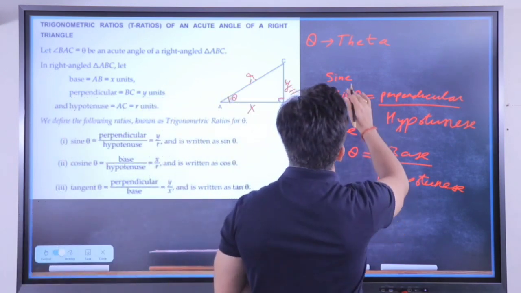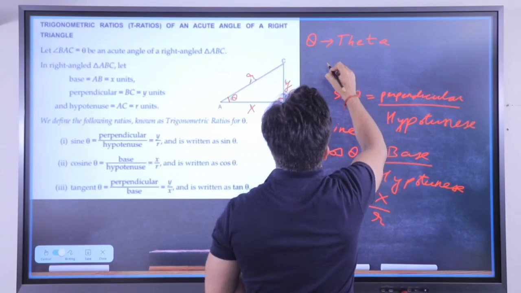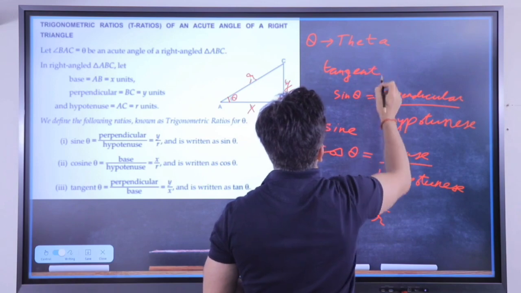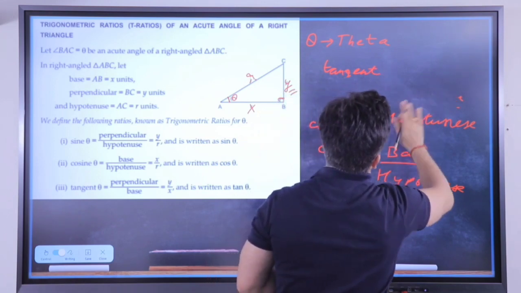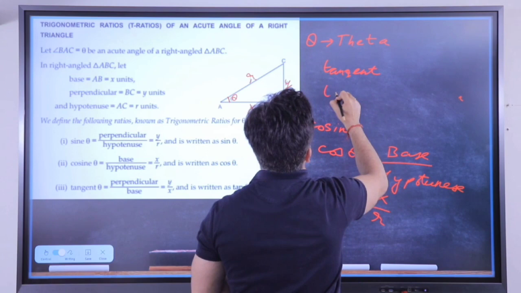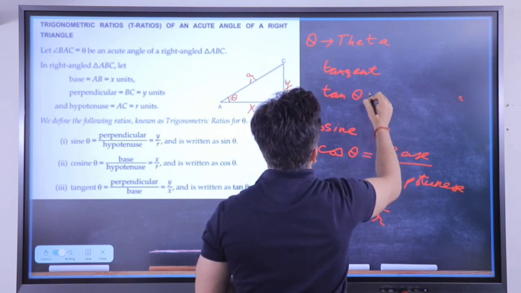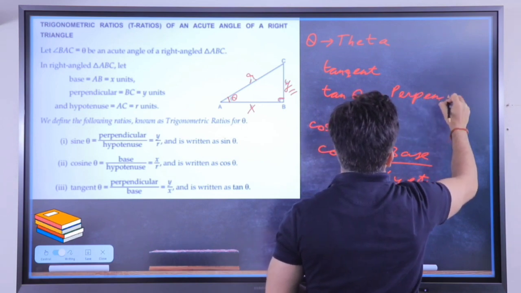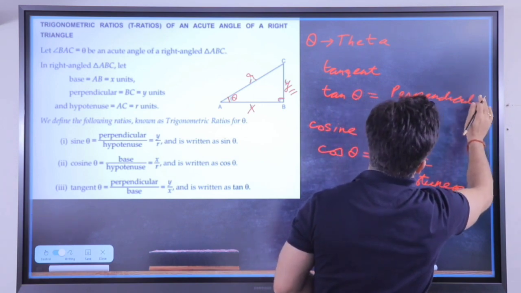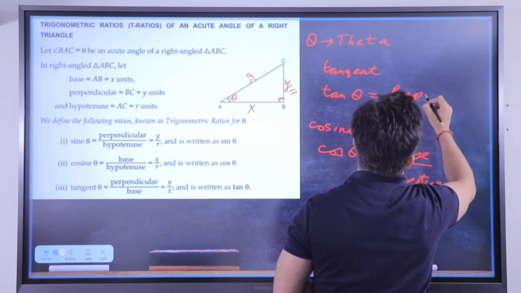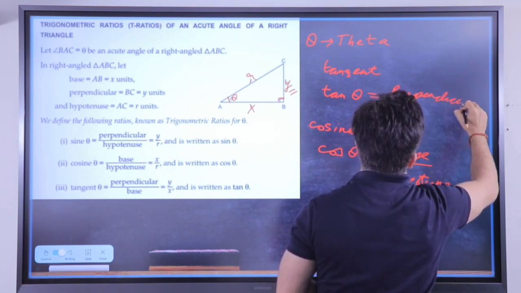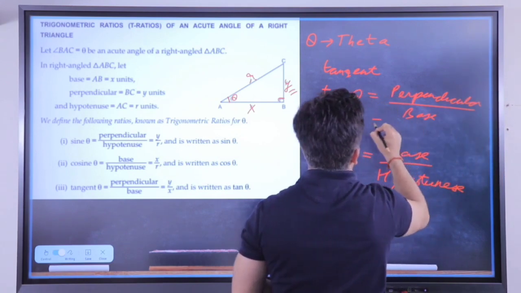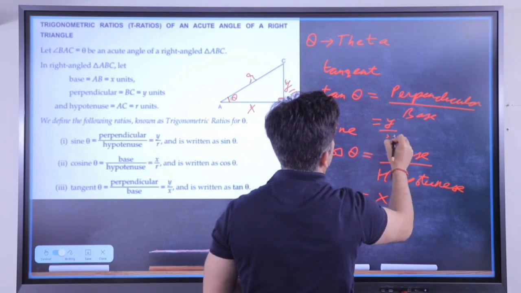Now comes the last name as of this moment, that is tan. Its full name is tangent, and tan theta is equal to perpendicular upon base. This is perpendicular upon base, which in this case is y upon x.